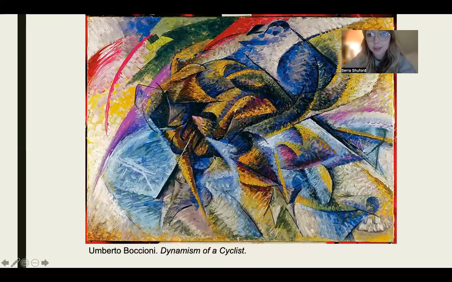Just some more examples here that we've got. This is Cyclist, and it's obviously very abstract, but we can see that they're taking some artistic liberty with the motion and in the colors and the lines to imply this sort of unstill moment.